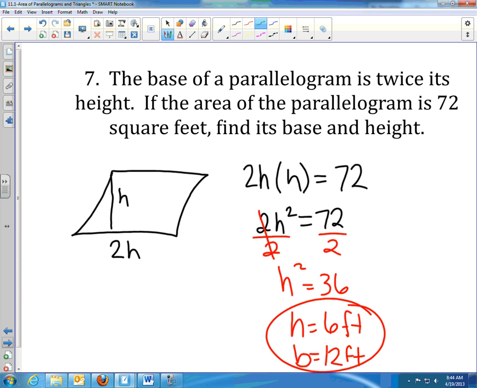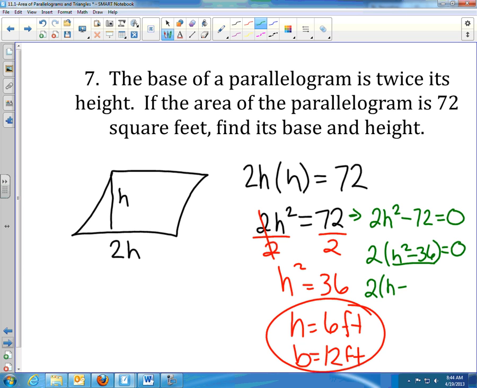The other way would be at this step here, instead of dividing by 2, if we went ahead and subtracted the 72 over. And now we're going to do some factoring. If we factor out a 2 out of both of those, we get h squared minus 36 equals 0. We know right there that h squared minus 36 is a difference of perfect squares. So we get h minus 6 and h plus 6 equals 0.